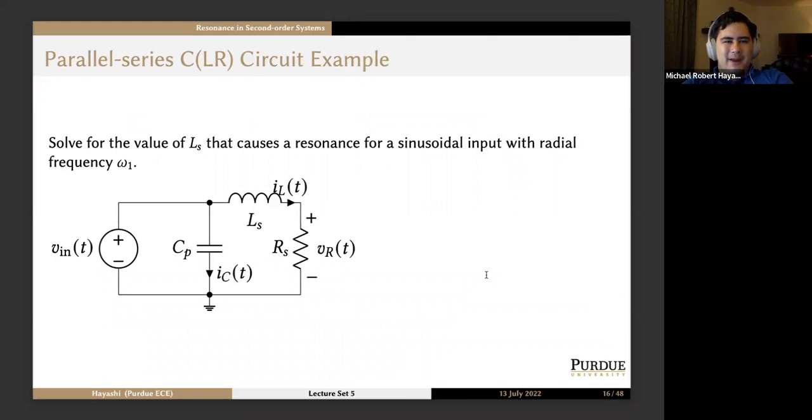A parallel series CLR circuit. This was a more complicated type of second order circuit. This was phrased more as a design problem: choose the inductance that makes this circuit resonant at the applied frequency omega 1.